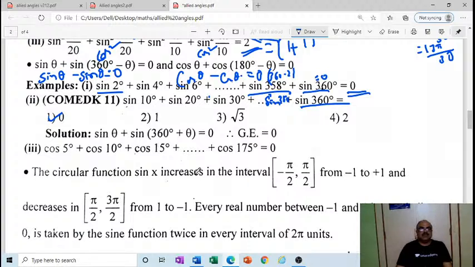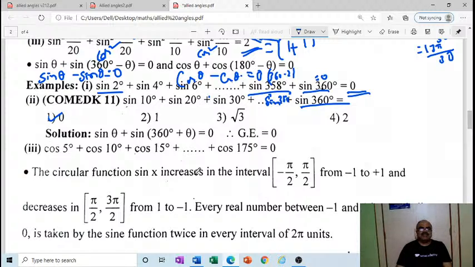Next, sin of cos 5, cos 10, cos 15 up to cos 175, and this is equal to sin of cos 5, cos 10, cos 15 up to cos 175. You need to prove that this is 0.